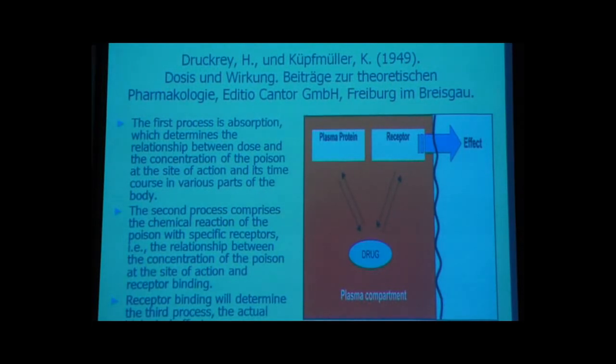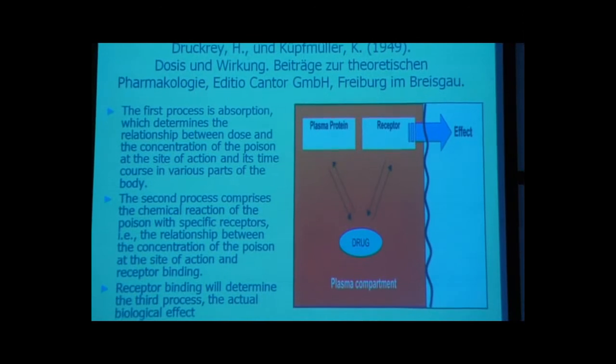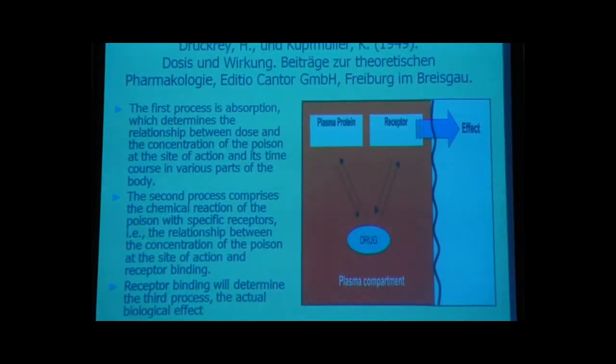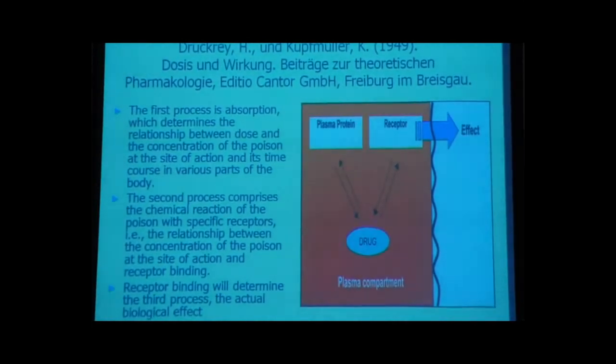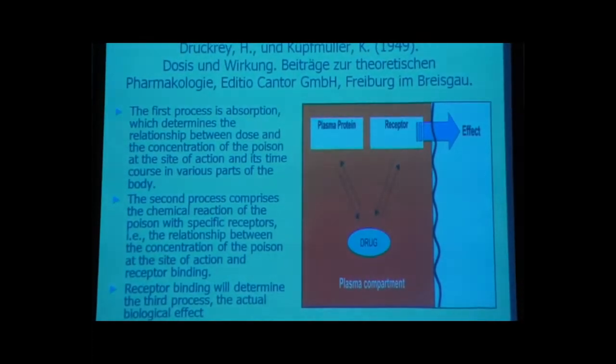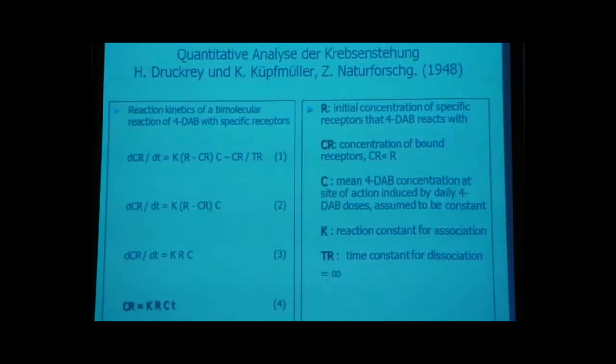The first process is absorption, which determines the relationship between dose and the concentration of the poison at the site of action and its time course in various parts of the body. The second process comprises the chemical reaction of the poison with specific receptors and is about the relationship between the concentration of the poison at the site of action and receptor binding. And receptor binding will determine the third process, the actual biological effect.